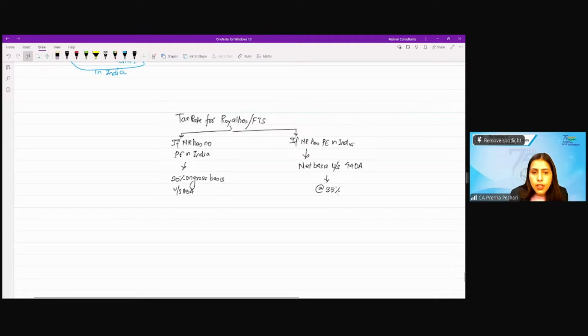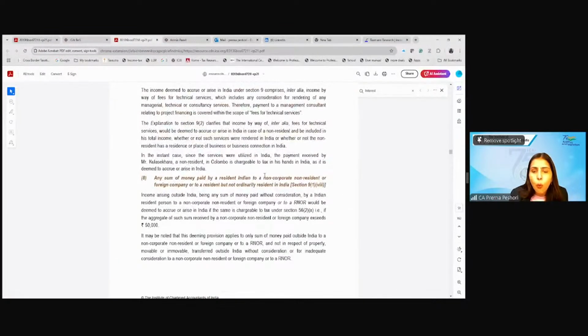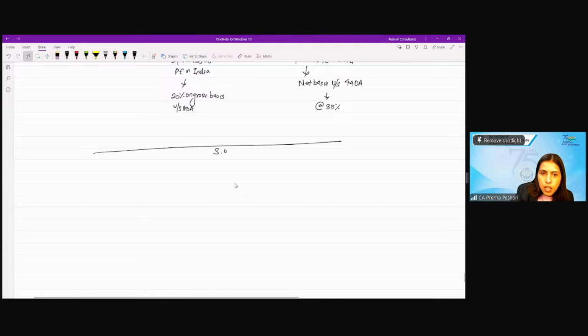Now the last one is section 9(1)(viii). Any sum which is paid by a resident Indian to a non-corporate non-resident or a foreign company or to a resident but not ordinarily resident. So section 9(1)(viii): any sum paid to a non-resident or foreign company or RNOR.